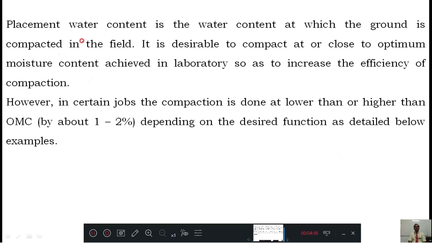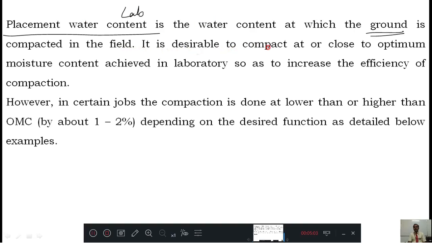See here, placement water content is the water content at which the ground is compacted in the field, not in the laboratory. But of course, for this placement water content, a rough estimation will be done in the laboratory. In the laboratory, we come to know that at this water content we are going to get the maximum dry density. That much amount of water you need to put.